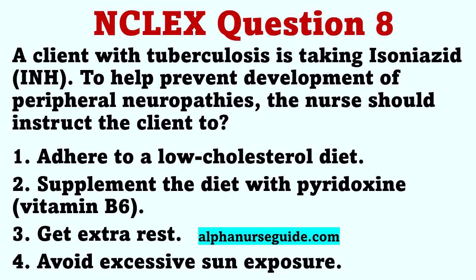The correct answer is 2. INH competes for the available vitamin B6 in the body and leaves the client at risk for development of neuropathies related to vitamin deficiency. Supplemental vitamin B6 is routinely prescribed. Following a low cholesterol diet, getting extra rest, and avoiding excessive sun exposure will not prevent the development of peripheral neuropathies.